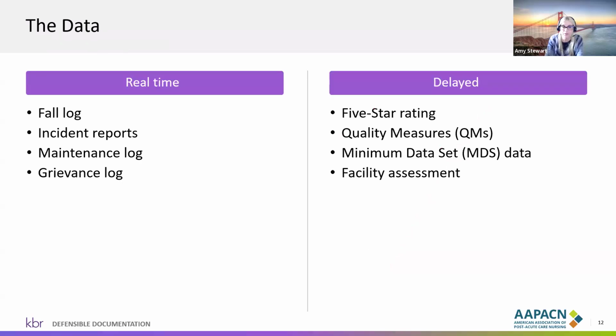And where you're going to find some of this data is in your fall logs, your incident reports, and your maintenance grievance logs. I also wanted to say, for those of you who are new to a facility, you might think, well, we don't have falls right now, but look at your delayed reports. Look at the 5-star. Was it a problem in the past? Your quality measure, your previous MDS data, so that you know how at risk your facility really is.